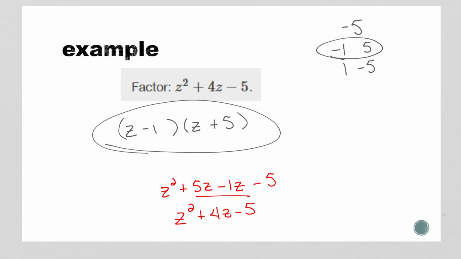And we should have our original problem right here. Yep. But keep in mind, whenever you check your work, that's not your answer. This isn't my answer. My answer is actually this thing right here, because I was told to factor it. Okay?